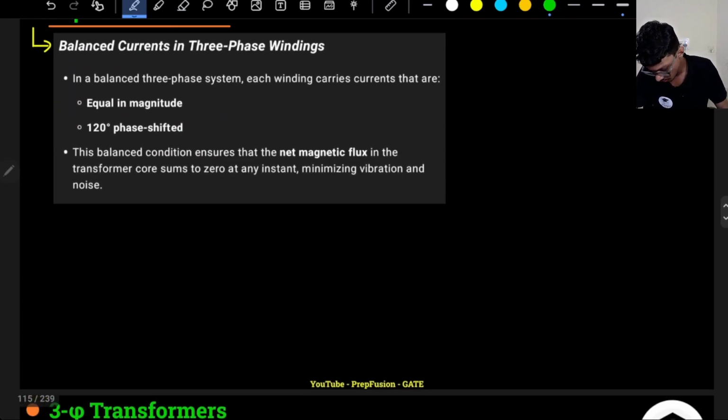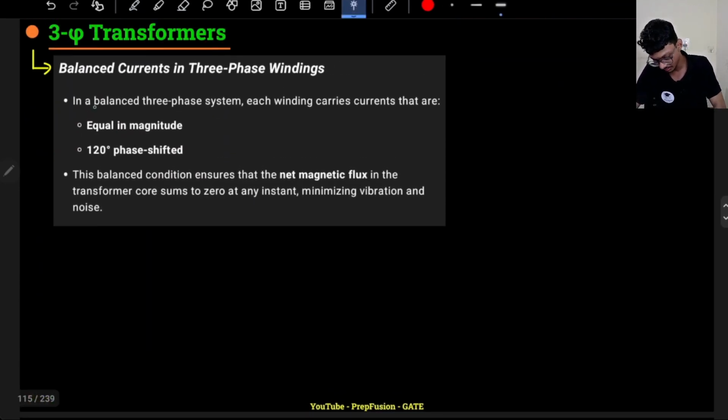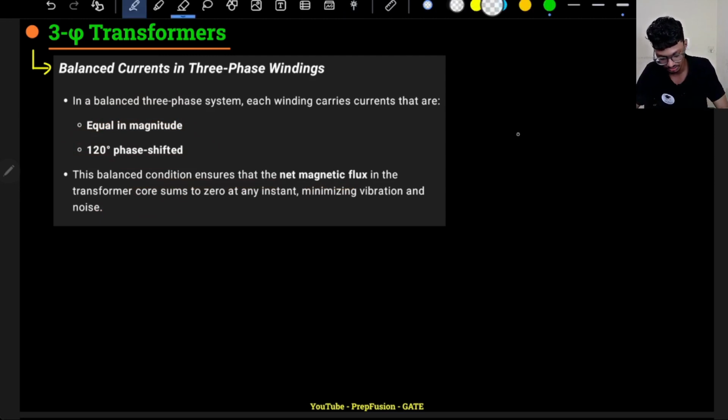So we already know that in a balanced three-phase system, each winding carries currents that are equal in magnitude and 120-degree phase shifted. This balanced condition ensures that the net magnetic flux in the transformer sums to 0. So what does it mean basically? In a transformer, I know what the sum of the currents is.